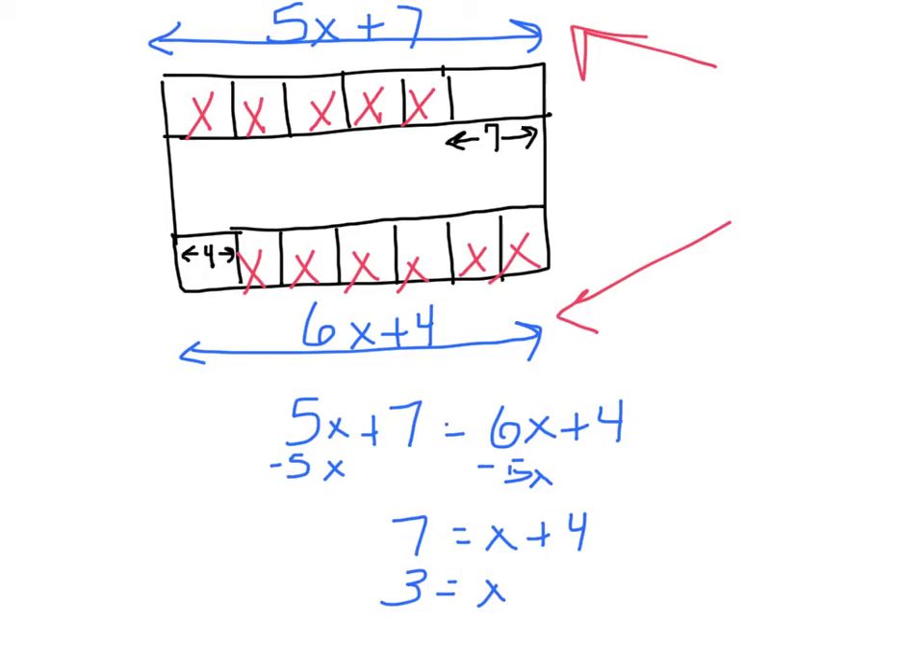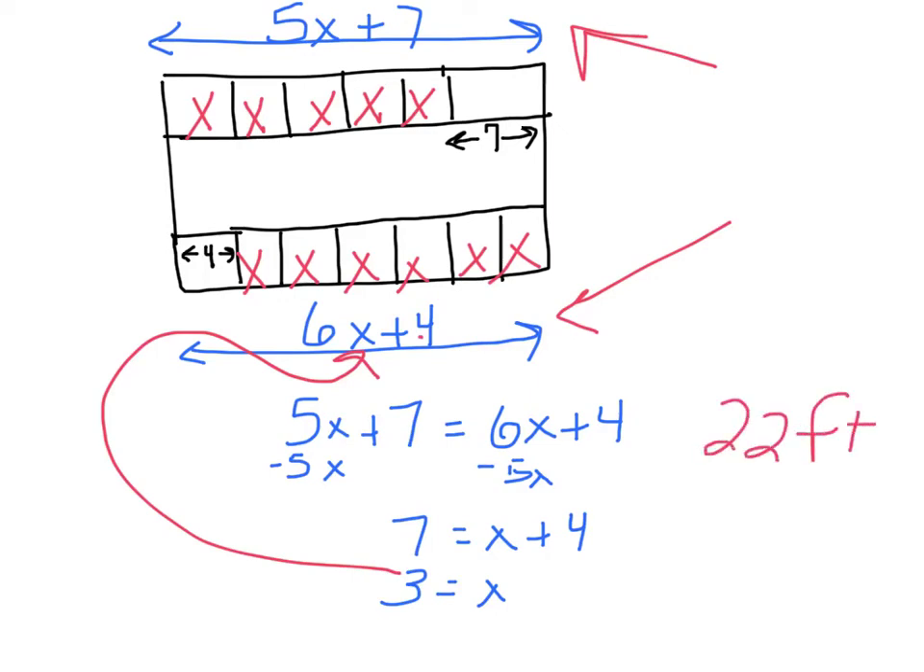What does the 3 represent? Well, if you remember, each of these x's represents one of those little pieces. So we know that x is each of these pieces. So we have to take the x and plug it back in here to find the length of each side. So 6 times 3, because we have 6 3's, 6 times 3 is 18, plus 4, that's going to give you a length of 22. So the length of each side is 22 feet.